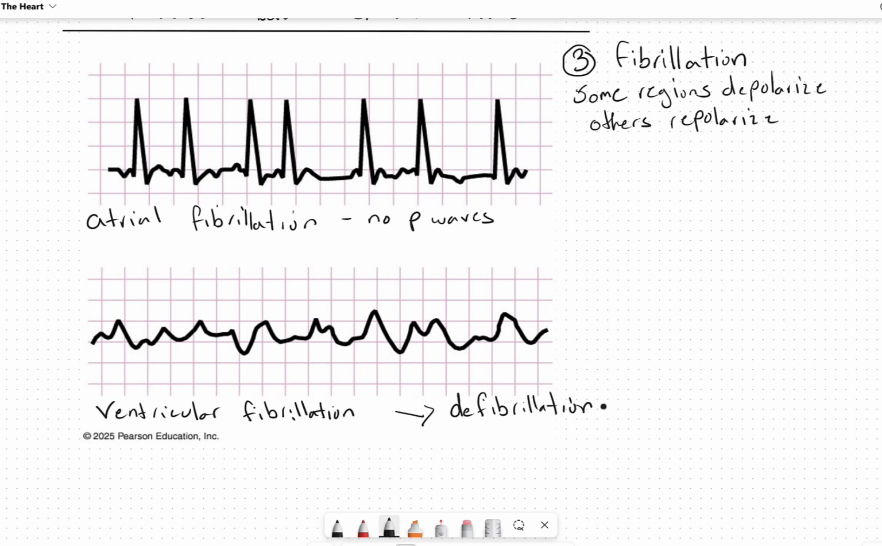And the reason that this is problematic is because the ventricle is contracting in some regions and not others. So there is no coordinated contraction of the ventricle, which means there is no coordinated effort to pump blood out of the heart. Ventricular fibrillation will cause lack of blood flow throughout the body and then eventually death if not corrected.